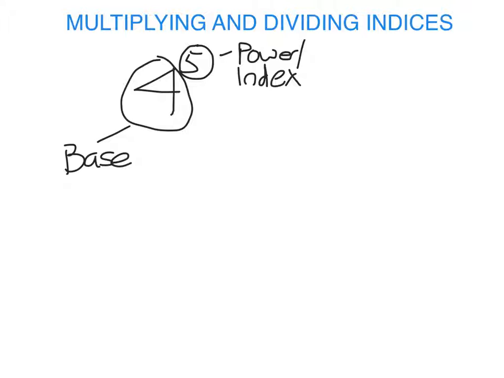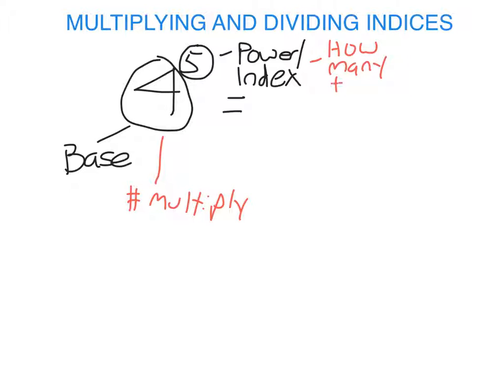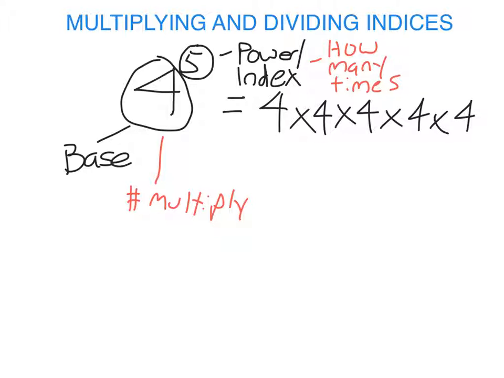You probably already know that 4 to the power of 5 is just a quicker way of writing 4 times itself 5 many times. So the base number is the number that you multiply, and the index number is how many times you multiply that number by itself. So 4 to the power of 5 is 4 times 4 times 4 times 4 times 4. There are 5 4s there because the power was 5.